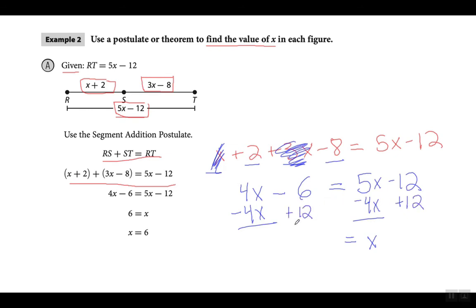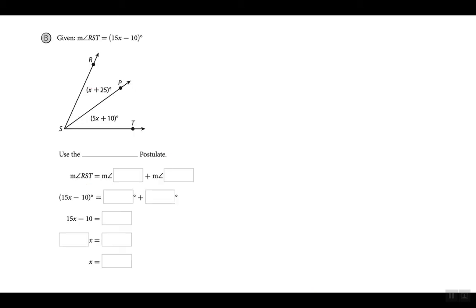sides. Right here, this is going to cancel out because negative 12 plus 12 is 0. And over here, negative 6 plus 12 is positive 6. And there's my answer. X equals 6 is the answer. Let me do another example like that. Now we're going to look at another example.